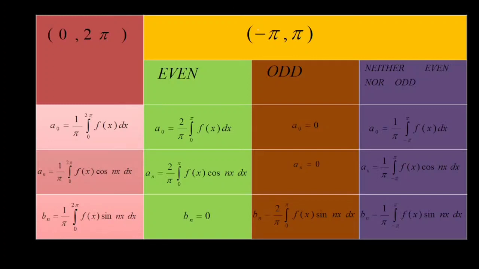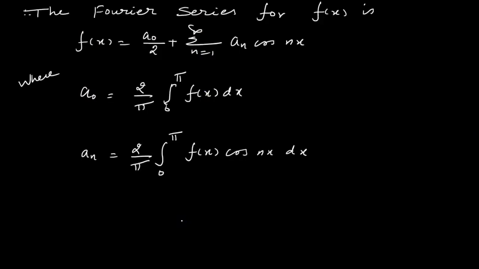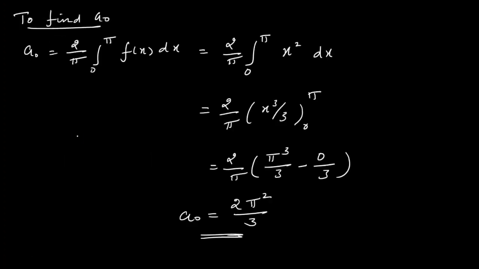Let me show you the formula table for your reference. So we have three categories, and now we are under this category, even. If it is even, we have to calculate only a naught and an. No need to calculate the value of bn. We can directly write the value of bn as 0. So this is your general Fourier series f of x. We make use of these two formulas for calculating a naught and an.